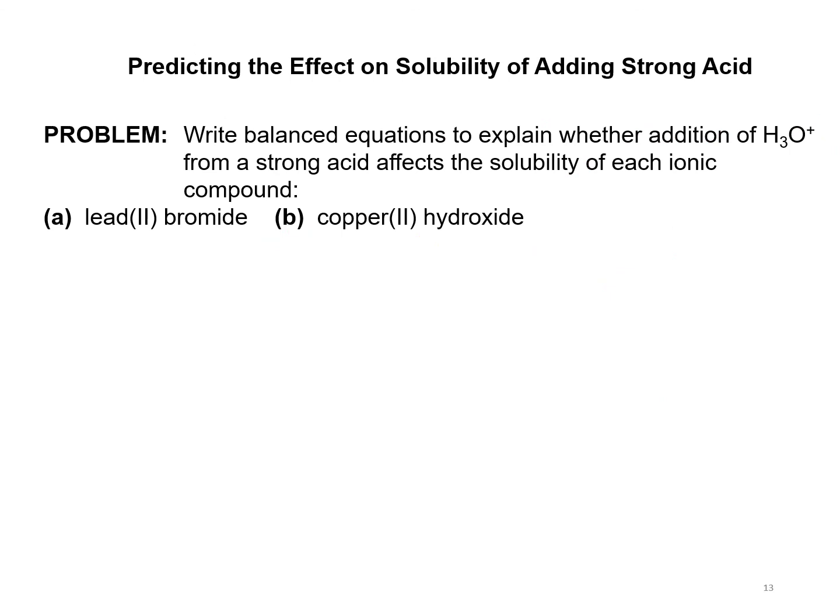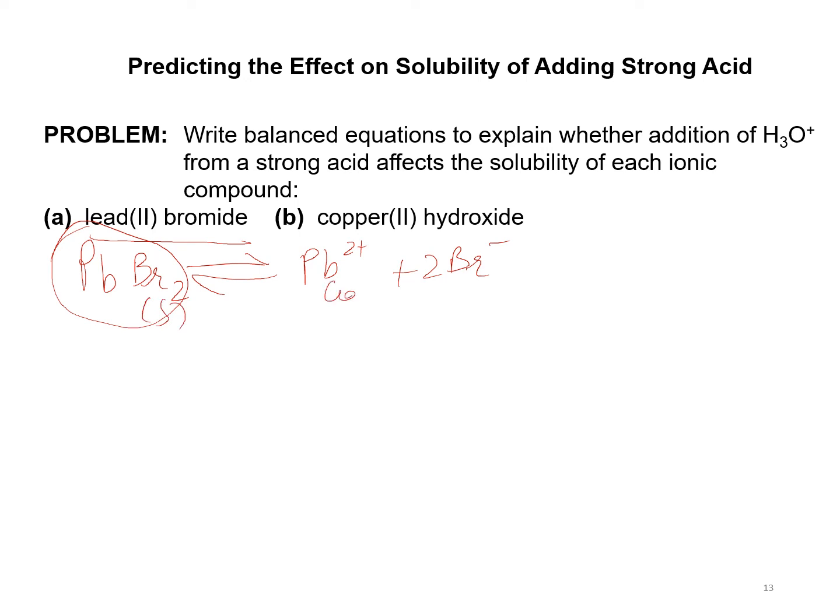For instance, there are a couple more examples here. Write a balanced equation to explain whether addition of protons from a strong acid affects the solubility of each of these compounds. The first compound is lead bromide, lead 2 bromide, meaning PbBr2. In this case, what would be the equilibrium for this salt? It's going to be lead ion, Pb2 plus, and 2 Br minus ions, right? So that's our equilibrium equation for the solubility of this salt. This is the solid, these are aqueous.